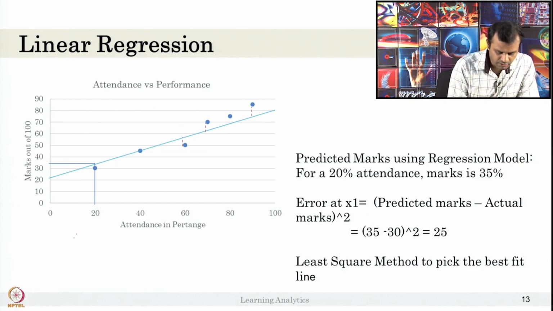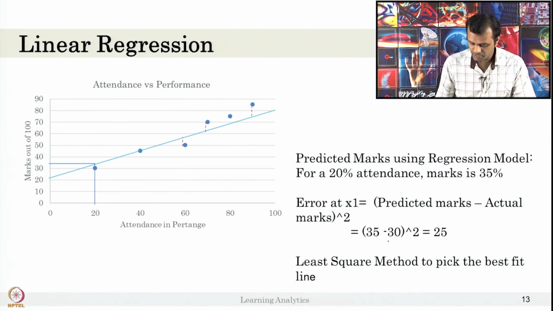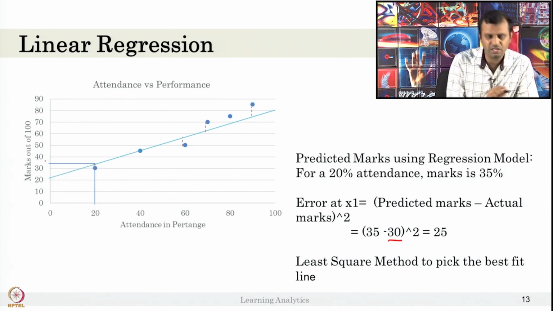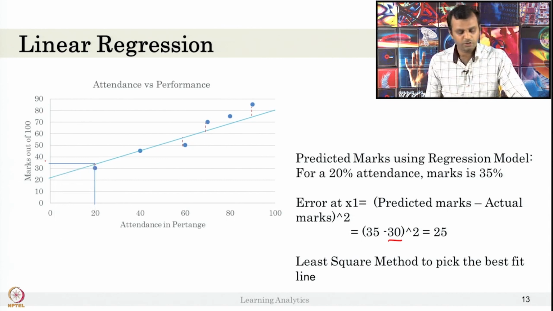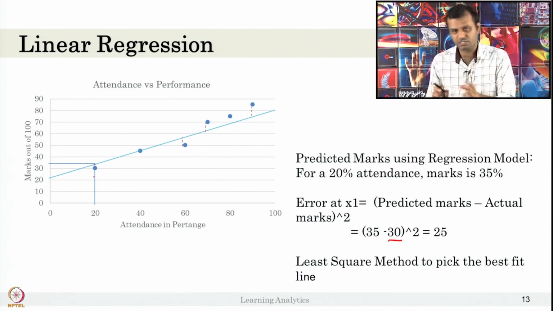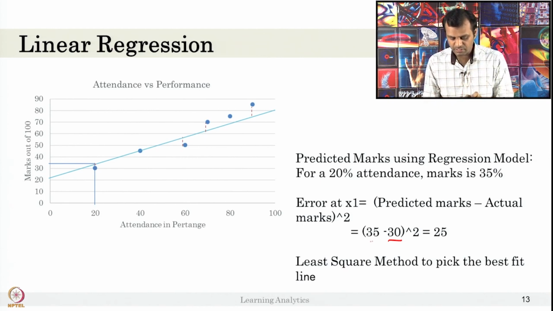Let us see this example here. For attendance equal to 20%, the actual mark is 30. But the line from the linear regression model gives a value of some 35, let us consider 35. The difference between predicted and actual, it does not matter which one is first because we are going to square it, whether it is plus or minus. So 35 minus 30 is 5, and 5 squared is 25. Even if it is minus 5, it will be 25.